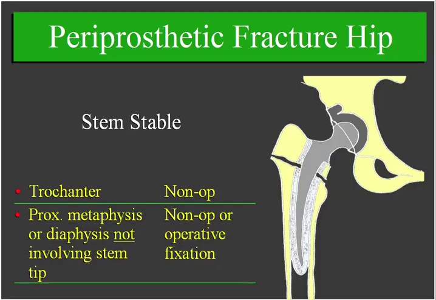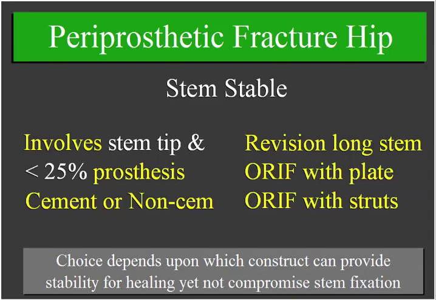Okay. Now, if the stem is stable, and it's just around the greater trochanter, you usually treat those non-operatively. If it involves the proximal metadiaphyseal flare around the lesser trochanter in that area, you try to treat that non-operatively. And if you want to fix it, you can, but they won't ask that question because there's no one definitive answer. Now, this is where you need to pay careful attention.